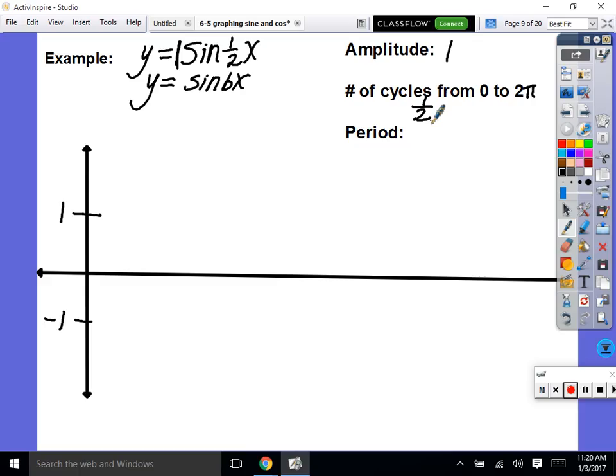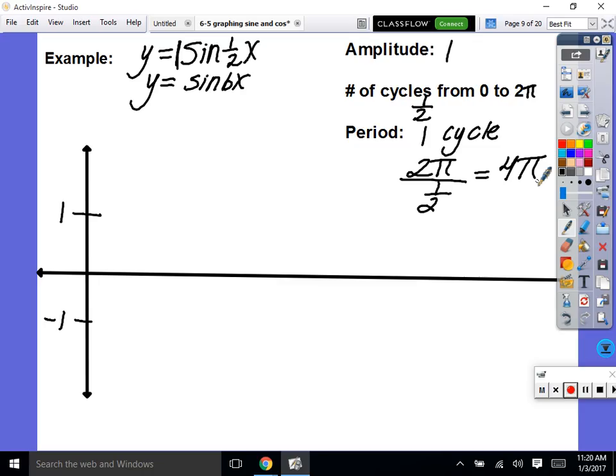So let's figure out the period, which means the length of one cycle. So what's the length of one cycle? You'll use your formula 2 pi divided by b. So won't that be 4 pi? Dividing fractions is easy as pi. We flip the second fraction and multiply. So the physical length of one full cycle is 4 pi. Has everybody caught up to me mentally?